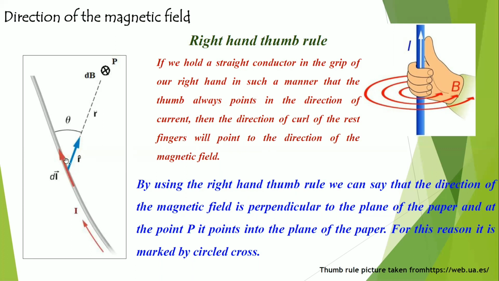Look here, if we hold it with our right hand thumb in this fashion, our fingers are pointing into the page. So it is marked by a cross. So the magnetic field at this point P is perpendicular to the plane of the paper and it is pointing into the plane of the paper. So it is marked by the cross here.